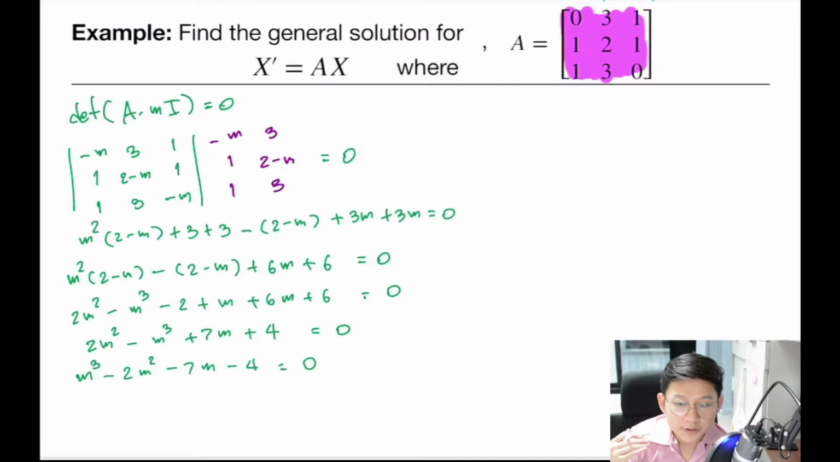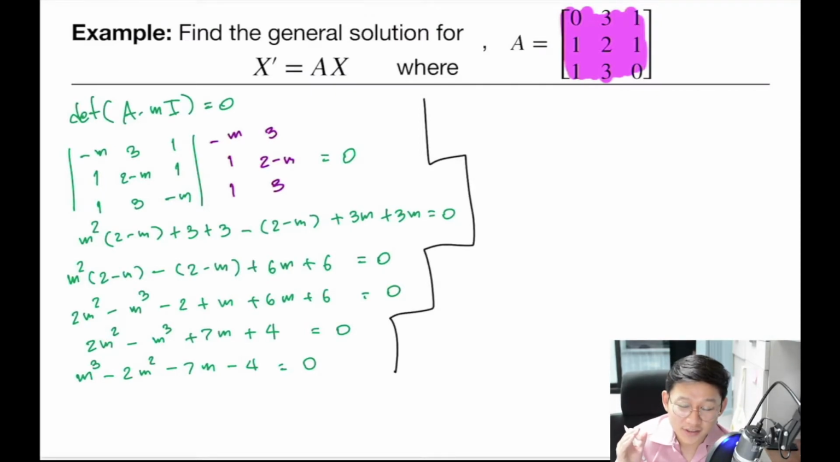After this, you need to factorize this polynomial. One of the ways to do it is to use synthetic division. Guys, if you don't know how to do synthetic division, you just go back to the videos in chapter 2. I already explained how to do synthetic division in that video, so I'm not going to talk about that again. I'm just going to use it. So here it will be 1, minus 2, minus 7, and minus 4.